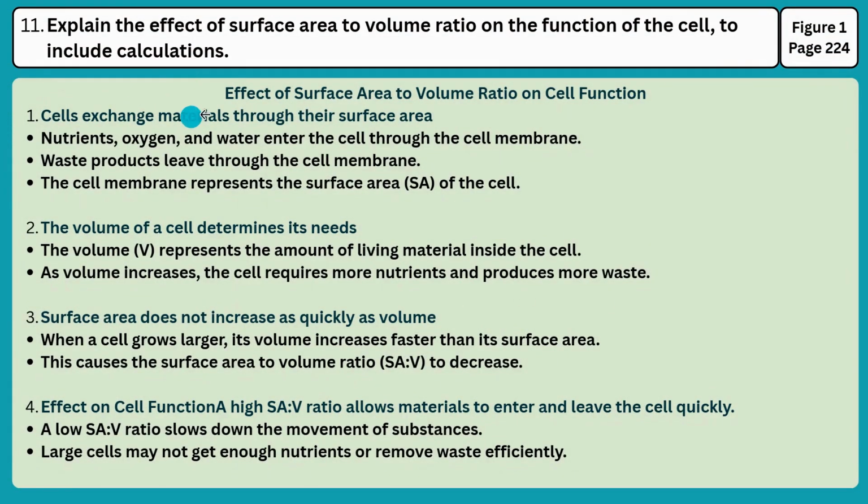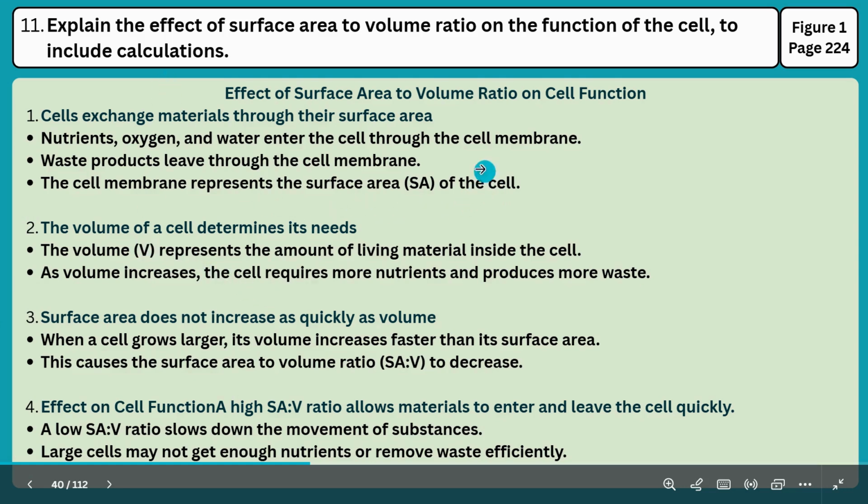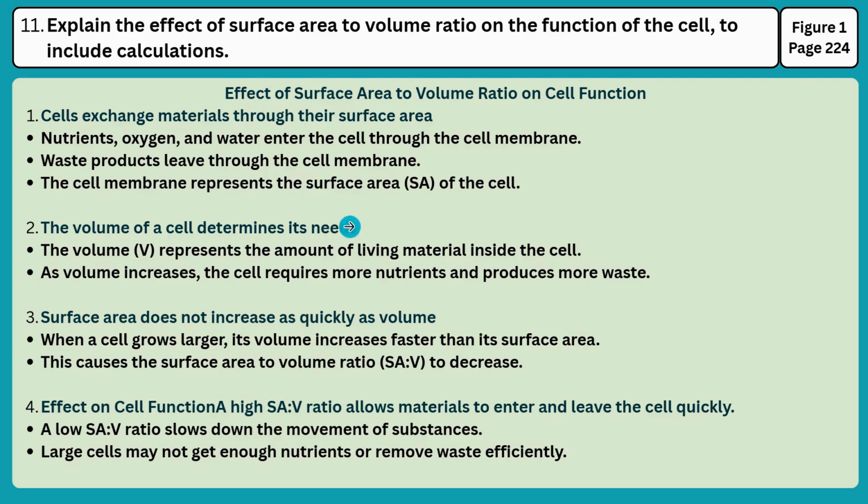Here, this is the effect of surface area and volume on the function of the cell. Cells exchange materials through their surface area. What are the materials that they exchange? They take nutrients, oxygen, water that enter the cell. Waste products go out of the cell, and the cell membrane represents the surface area of the cell. So, exchange is taking place through the surface area. Volume of the cell determines its needs. Volume represents the amount of material inside the cell. As volume becomes more, the cell will need more nutrients and produce more waste.